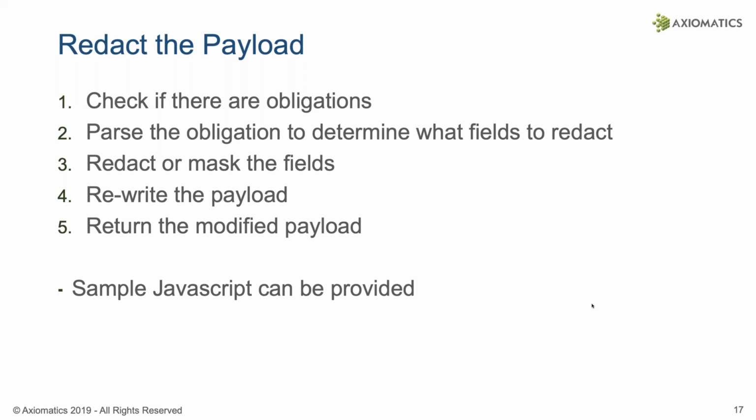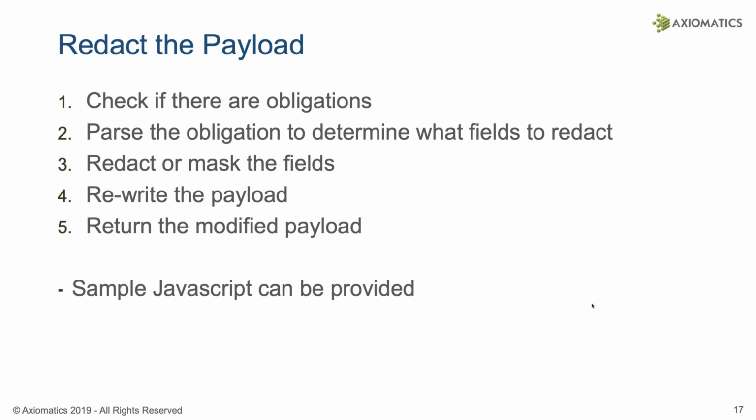Then we need to parse the obligations to determine what fields to redact. That's parsing the previous payload that I just showed. After that, we know what fields we need to redact, so we need some code that can do the redaction or masking of those specific fields. Like I said, in my demo that I'll show later, I will simply replace the value string with an empty string. After we've done that, we need to rewrite the payload, so we're rewriting the actual return payload that gets returned to the caller, and then returning the modified payload.